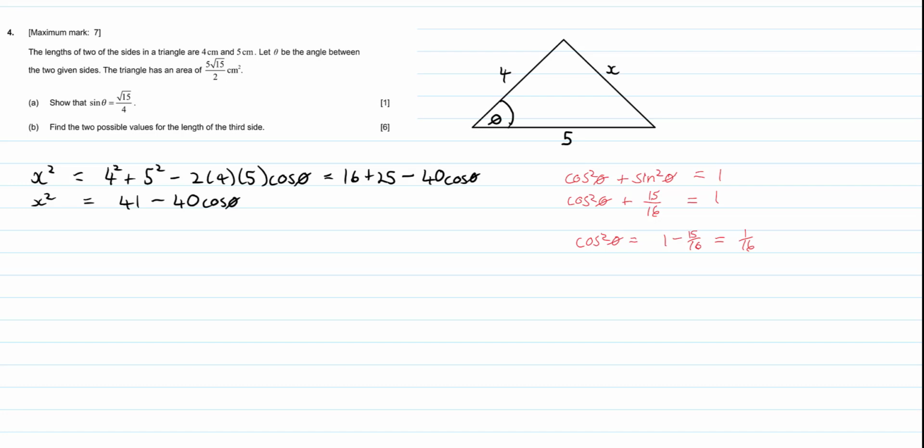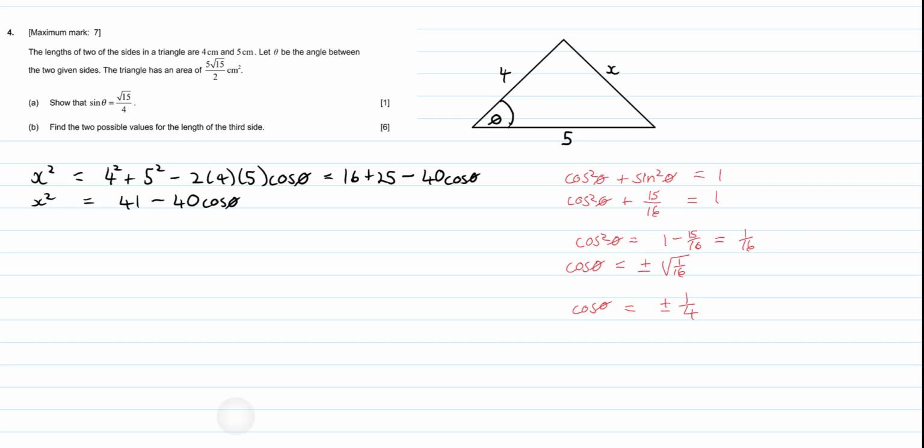So taking the square root of both sides, we're going to get cos theta is equal to, and don't forget the plus and minus, square root of 1 over 16. So therefore cos theta is equal to plus or minus 1 over 4. So now we can just substitute those values for cos theta into our equation, and we'll get two values for x. So we'll start with the positive value. So we'll substitute in positive 1 over 4.